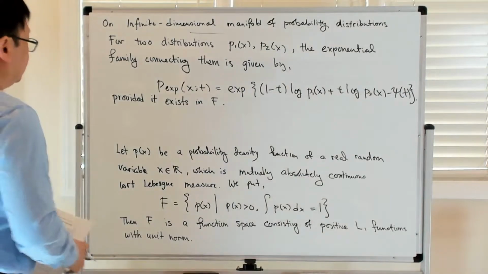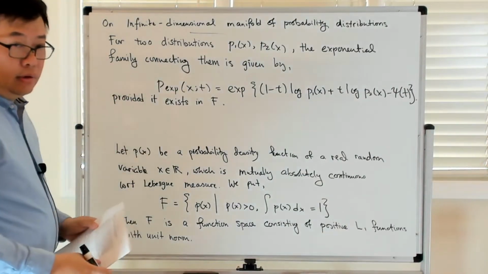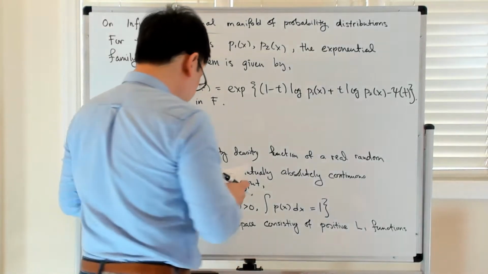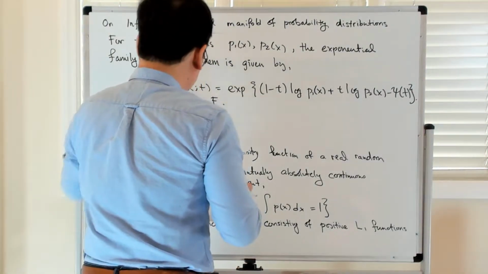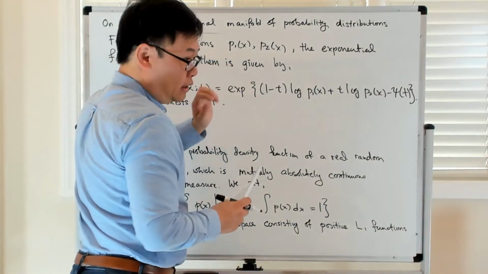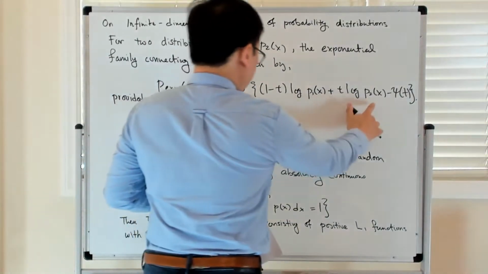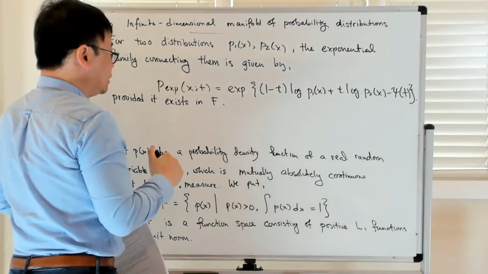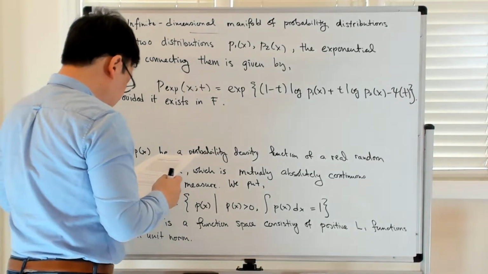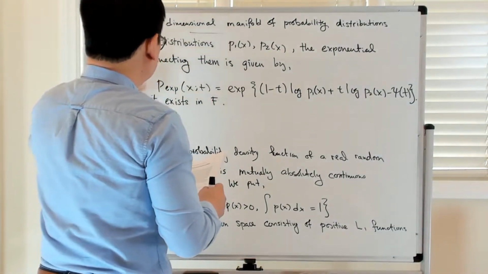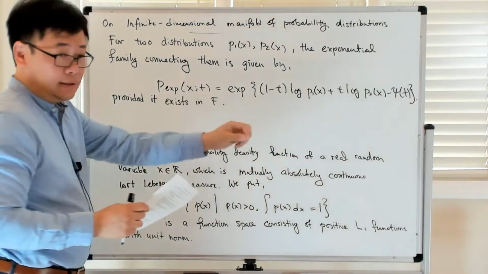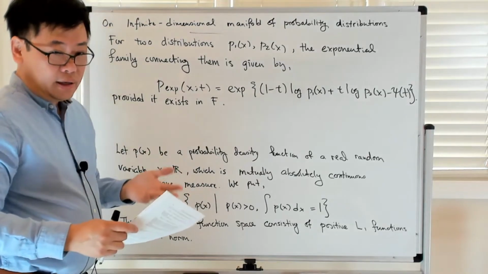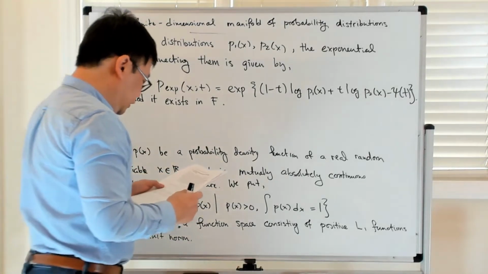So that's why there's this proviso that one assumes that it exists in this space. A priori there's no reason to immediately expect that just because P1 and P2 are in this space, this combination is necessarily in this space. Anyhow, that's in some sense the exponential geodesic, connecting two probability distributions. In the same way, there should be a mixture geodesic connecting two points.